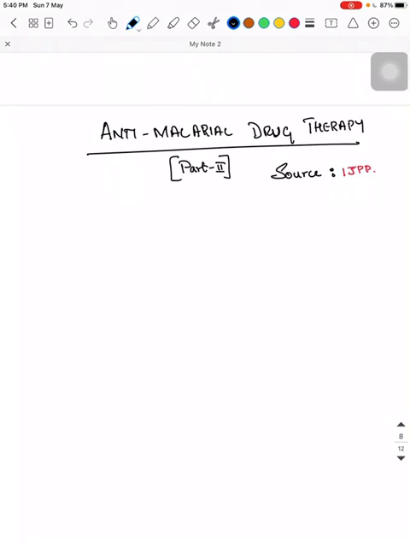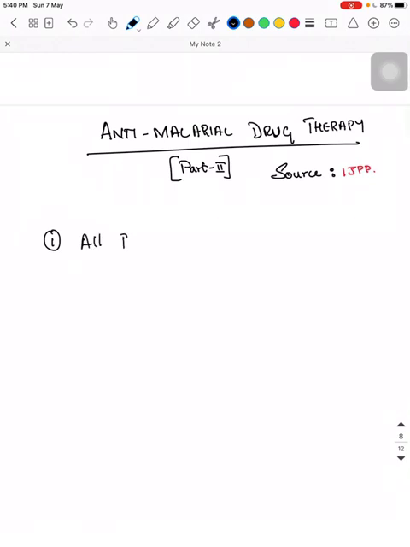Hello everyone. Today we will discuss antimalarial drug therapy part 2. We have seen the common antimalarial drugs, their mechanism of action, pharmacokinetics, side effects and contraindications in the previous video. Today we will see the treatment regimens for each of the infections.